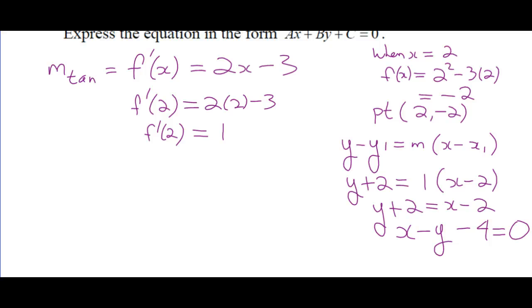A must be greater than 0. Oh, wait, yeah, okay. It's 1, I see. So it just means it's got to be positive, right? We got to lead with a positive x, and they got to be integers, so you can't have fractions, right? So if the slope was a half, then we'd be multiplying through by 2.